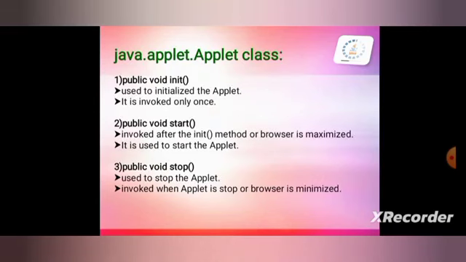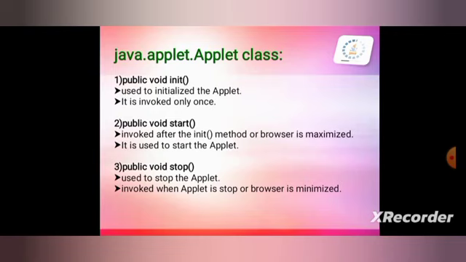The java.applet class contains four lifecycle methods. First is init. Init is used to initialize an object. It is invoked only once at a time. The start method is used to execute the applet program, and it is invoked when the browser is maximized. It is used to start the applet programs.